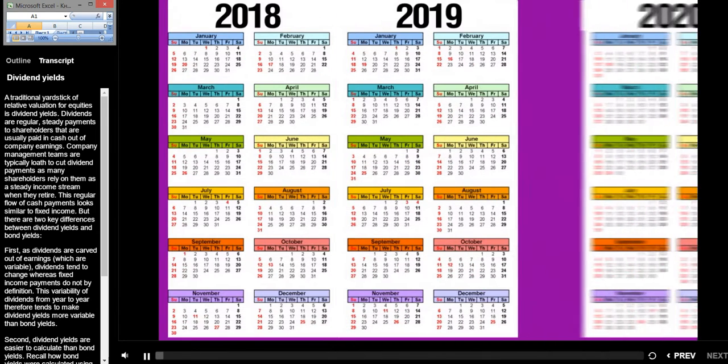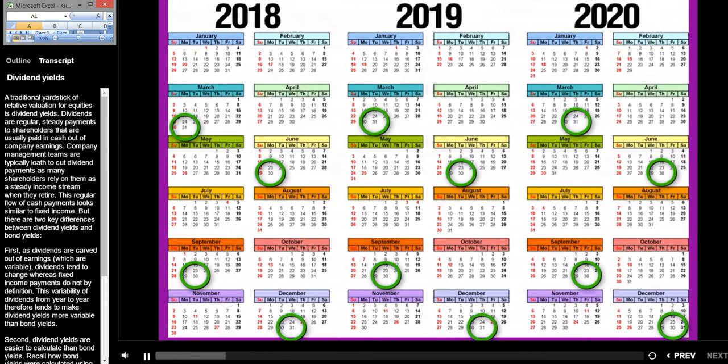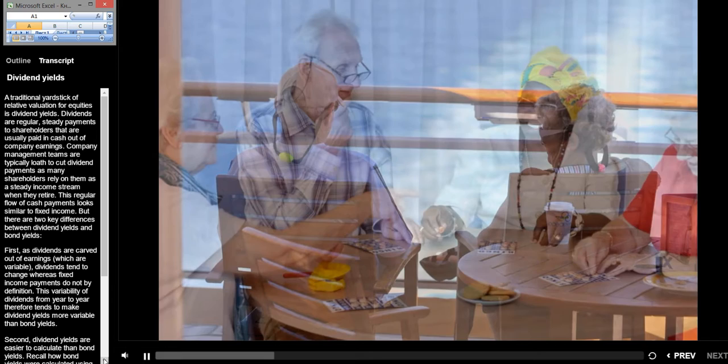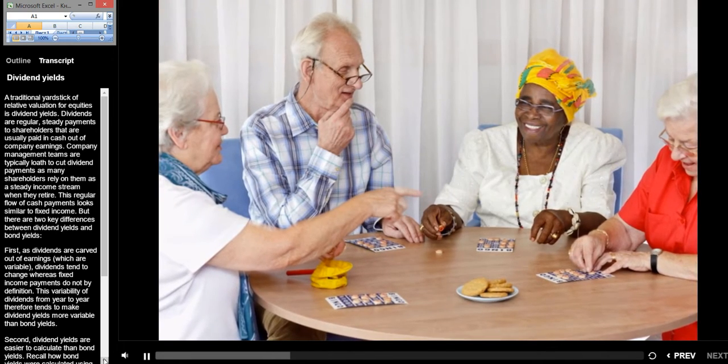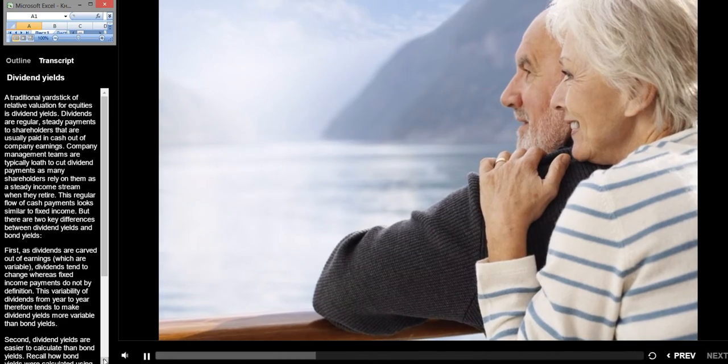A traditional yardstick of relative valuation for equities is dividend yields. Dividends are regular, steady payments to shareholders that are usually paid in cash out of company earnings. Company management teams are typically loath to cut dividend payments as many shareholders rely on them as a steady income stream when they retire.